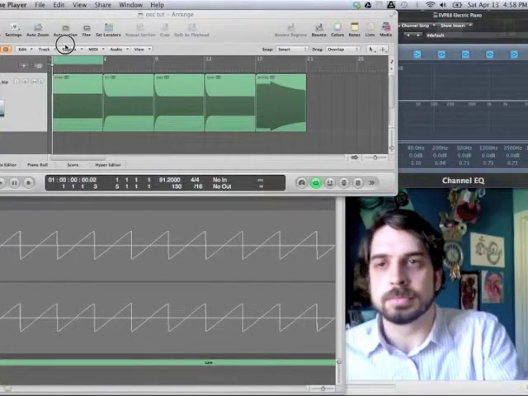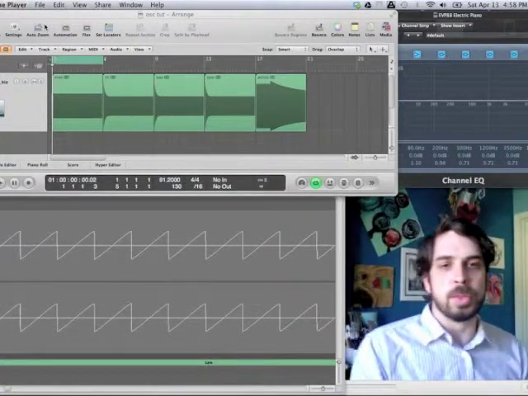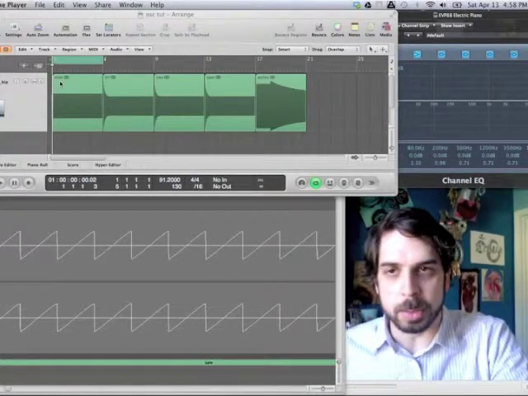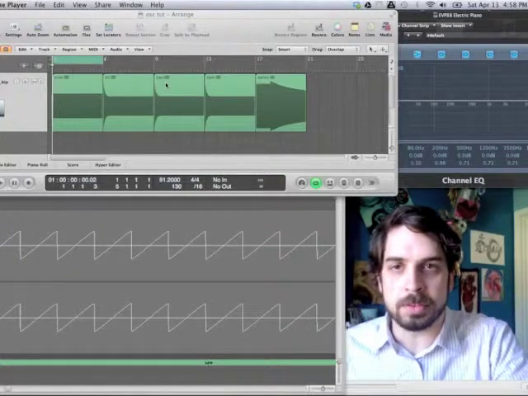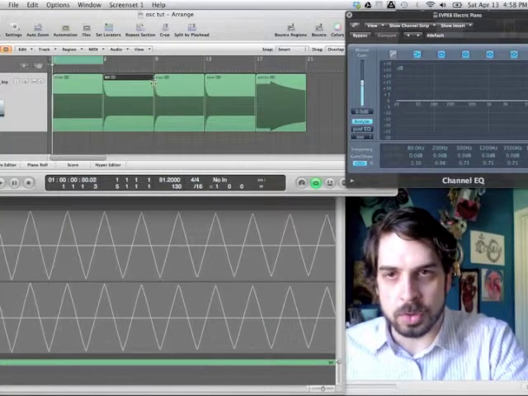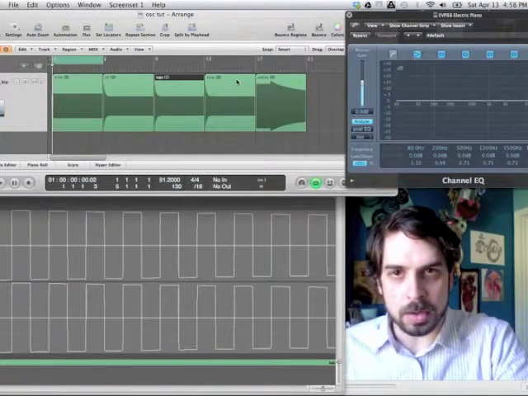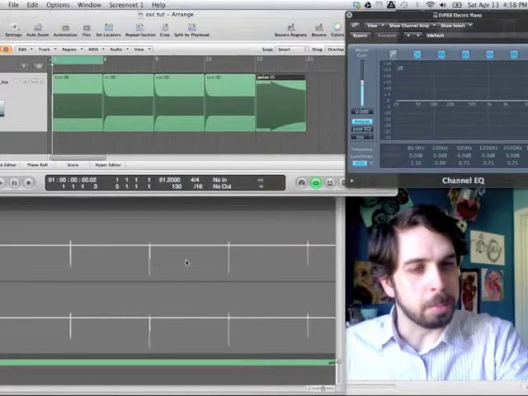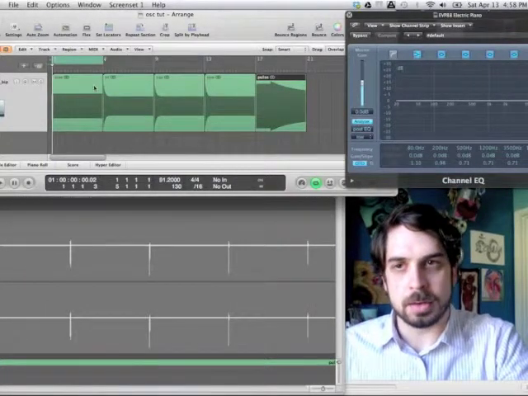Those oscillators are how I have them labeled here: sine wave, a triangle wave, a square wave, a saw wave, a pulse wave. So here we go: sine, triangle, square, saw. Pulse wave looks weird, but you'll see why in a minute.